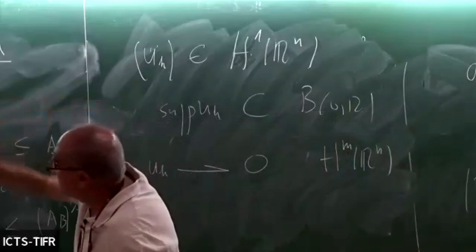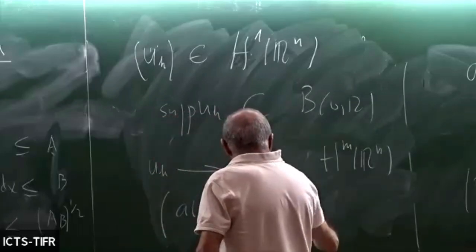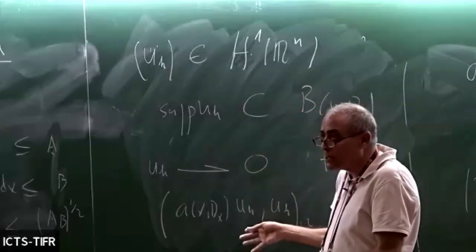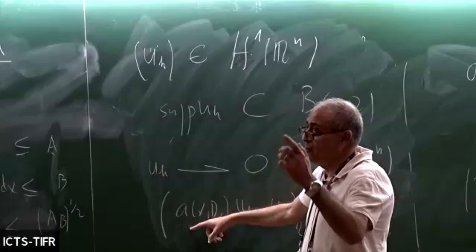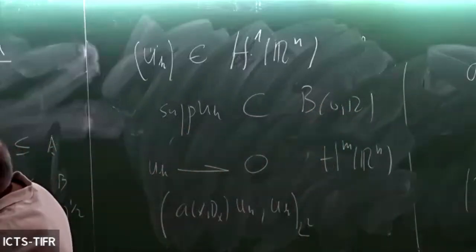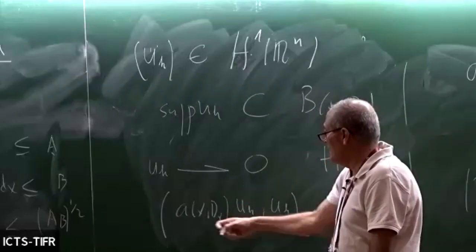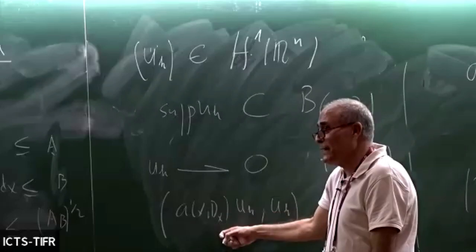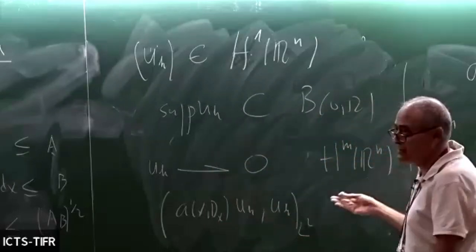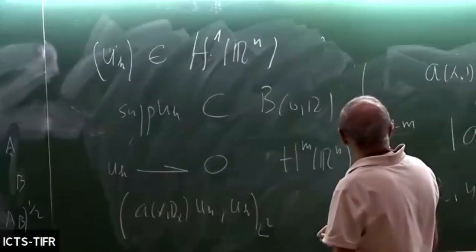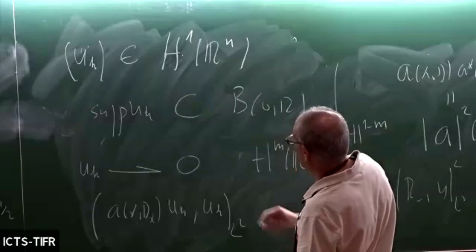First, this duality is well defined. Look, A is of order M. It is bounded on HM. This sequence will converge weakly to zero in H1 minus M. Okay? And 1 minus M, so I will take to be H1.